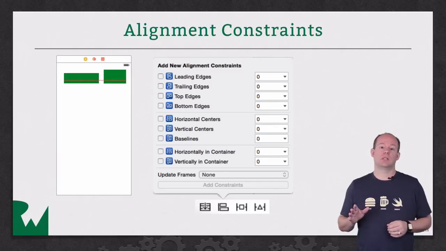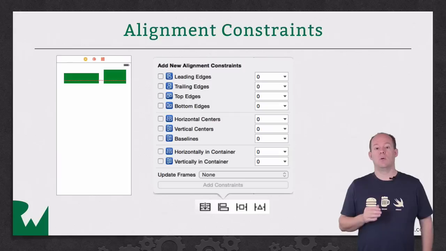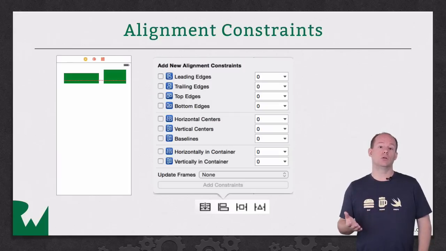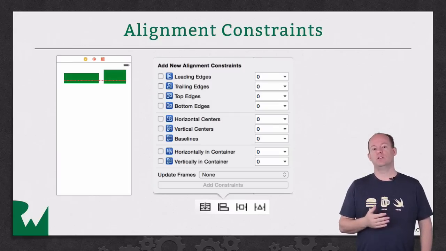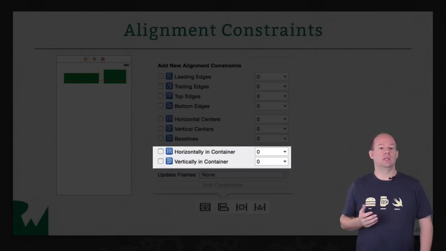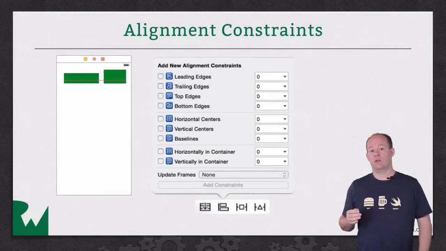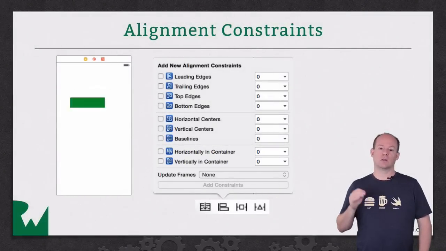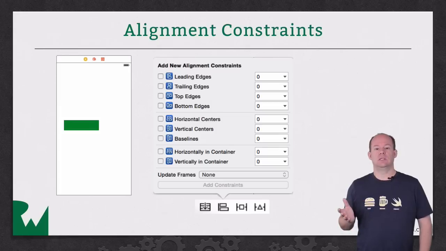Okay, all those options align between two or more views. Remember, constraints are between one or two views, so if you have more than two views selected here, you're really creating multiple constraints. Now, I really use these bottom two more frequently than the rest. If you want to center a view horizontally or vertically in its superview, use these. And the update frames behavior is the same as in the pin popover.